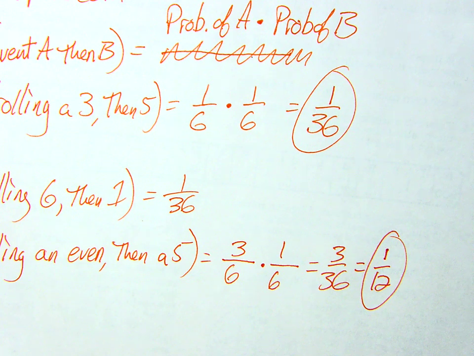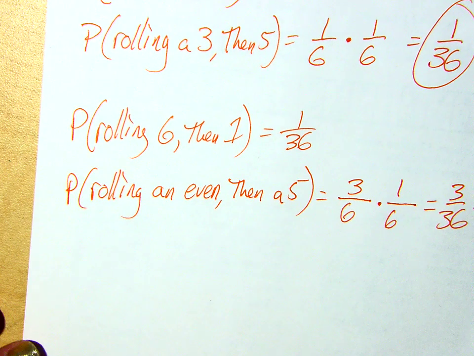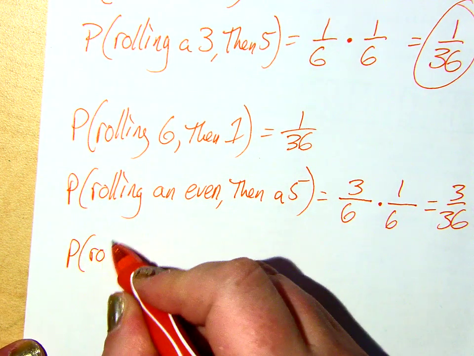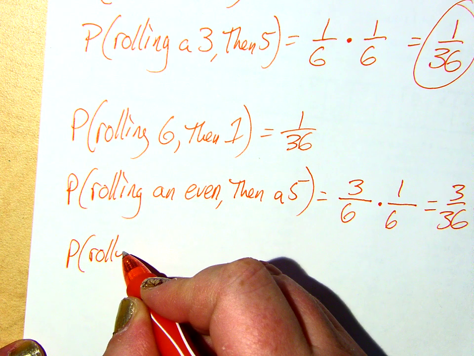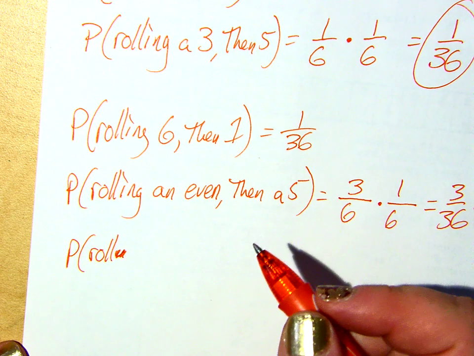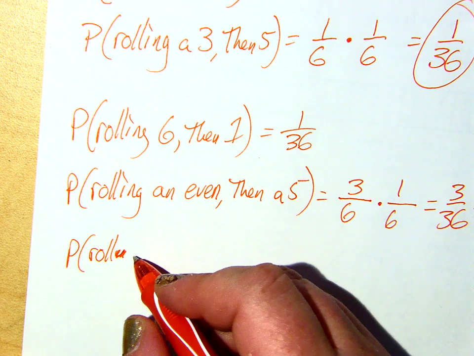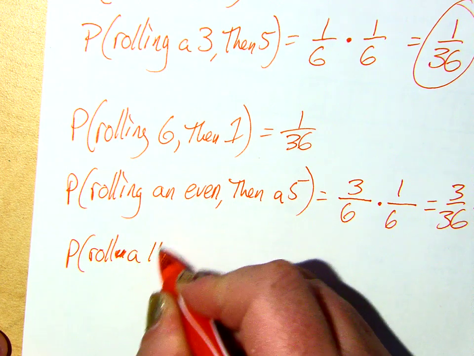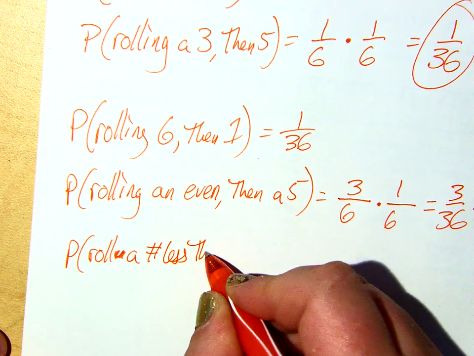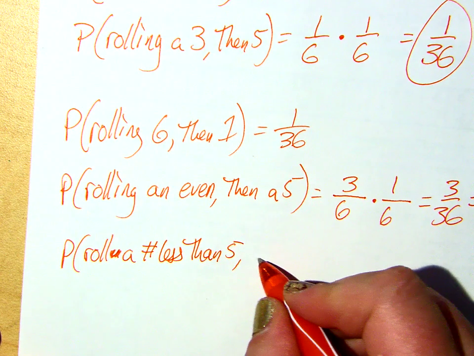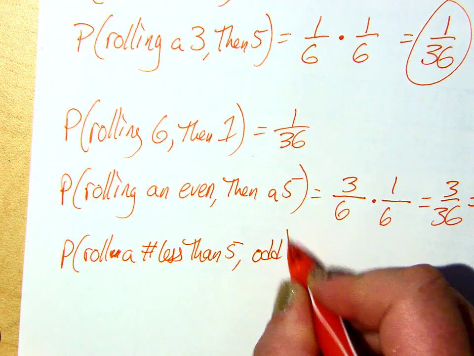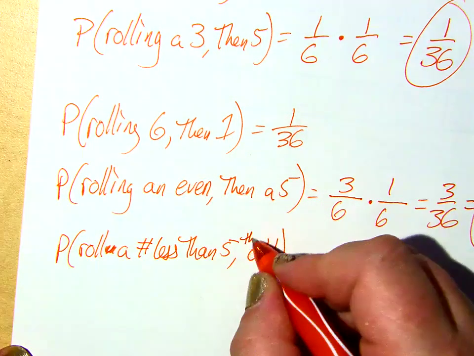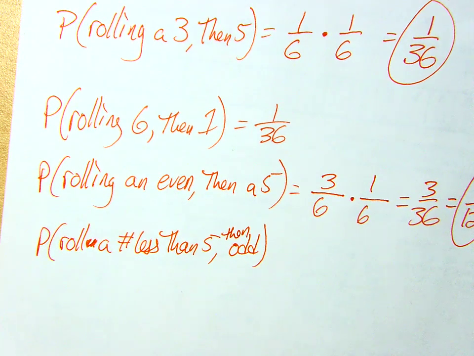Okay. So there's even and then a 5. One more and then we'll try something different. What if I wanted you to roll a number less than 5 and then an odd. Any number less than 5 and then rolling an odd. Oh, and then one more.